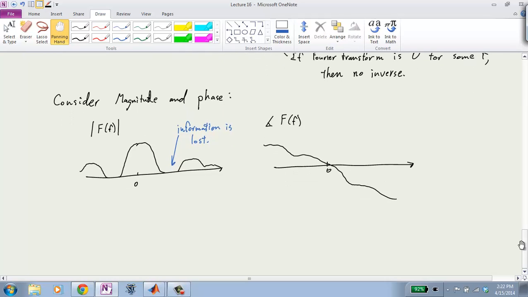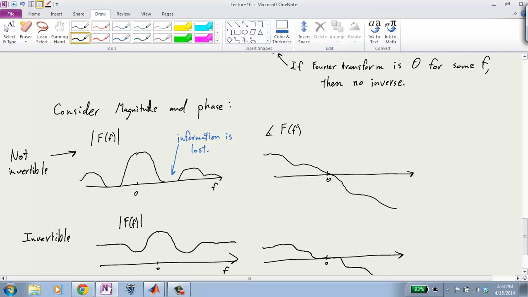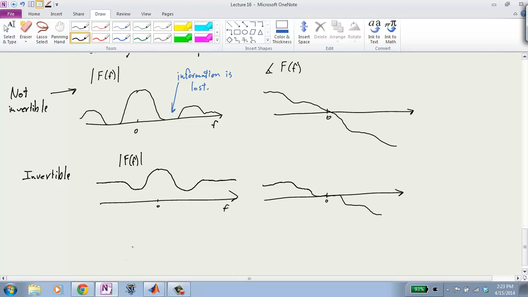Okay, so this one is not invertible. Now let me do one that is invertible. So let's say we have something like this in magnitude. And let's say the phase is like I drew above here. We'll do it like this. You might notice in my pictures I'm always drawing the magnitude as even and the phase as odd. That's because if the system is real, that will always be true. Okay. Now, say that that's a height of 1.